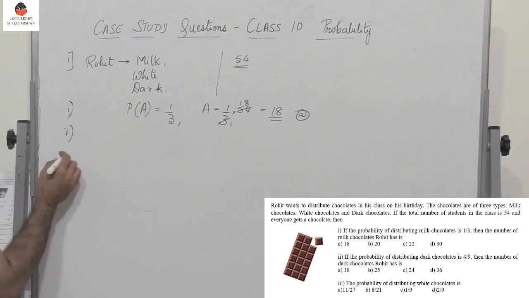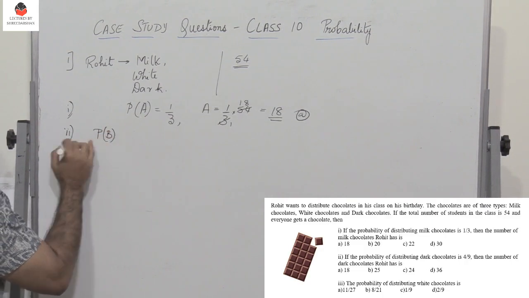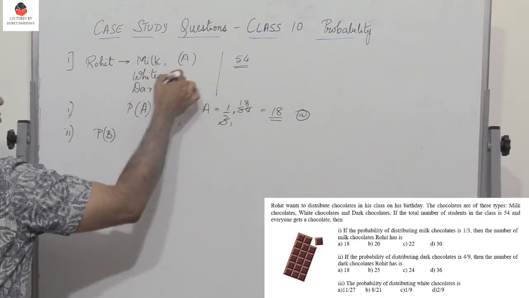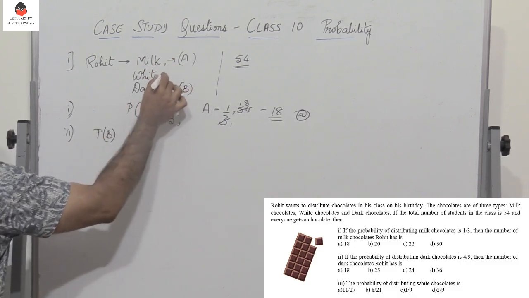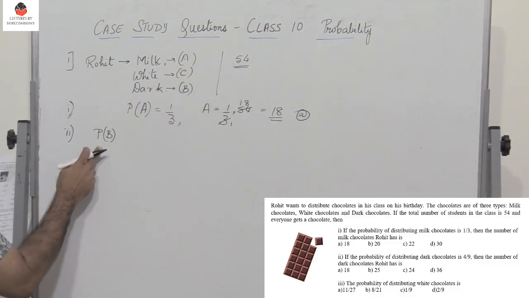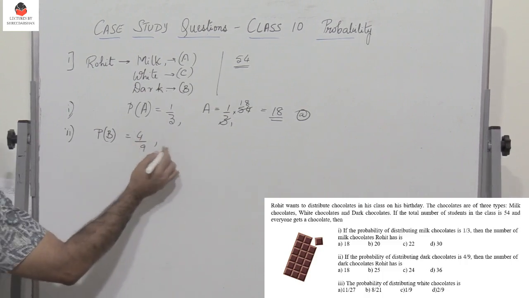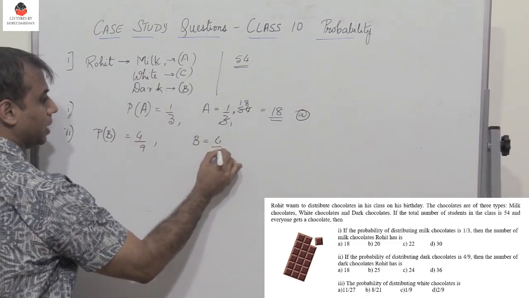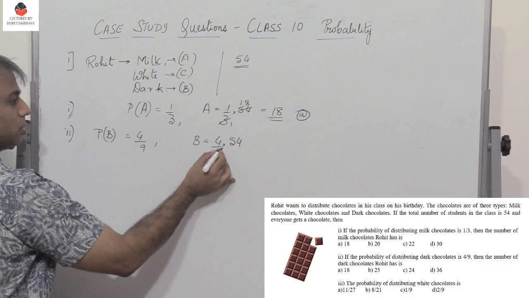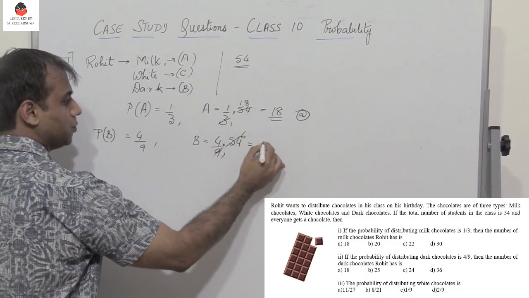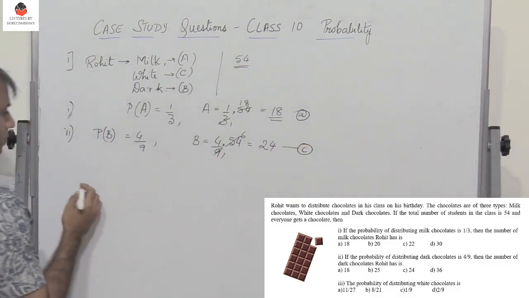2. If the probability of distributing dark chocolates, so let me call it as P of B. So milk chocolates is A, number of milk chocolates, number of dark chocolates is B, and let the number of white chocolates be C. So P of B equals 4/9. Then the number of dark chocolates is. So therefore B equals 4/9 into the number of chocolates, which is 54. So 9 1s are 9, 6 are, 6 into 4 is 24. So check the options. The right option is C.